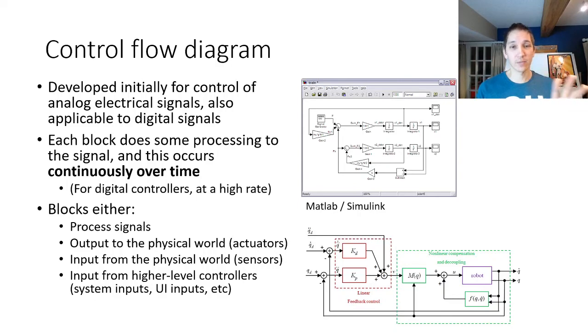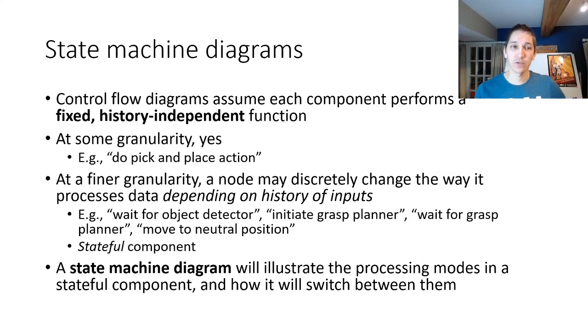Now, this doesn't tell us all the complexity that we need, and in fact there are lots of things that we need to do that can't be adequately expressed using a control flow diagram, and for those we'll oftentimes use state machine diagrams. Because control flow diagrams assume that each component has a fixed history-independent function, we can't necessarily express a lot of operations in this form. Although we might, for example, have a pick-and-place action that is a fixed history-independent function, that anytime we call it, it will do it, it's really taking several seconds to accomplish, and so we actually want to break this into several different components in sequence.